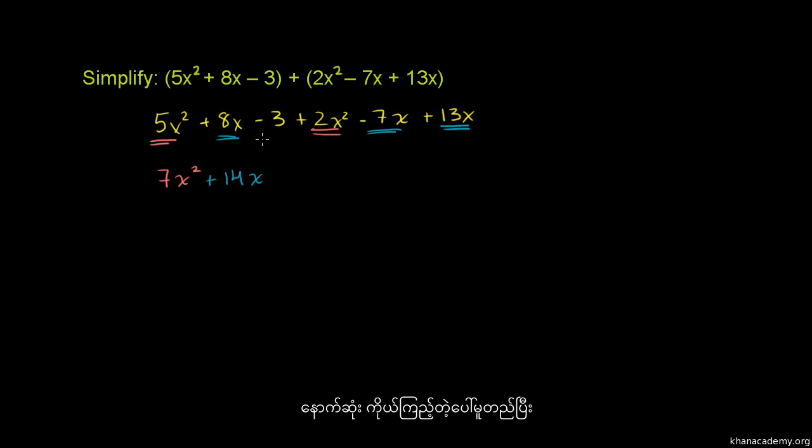And then finally, you have a negative 3 or minus 3, depending on how you want to view it. And that's the only constant term. You can imagine you could say it's times x to the 0, but it's a constant term. It's not being multiplied by x. And that's the only one there. So minus 3. And we've simplified it as far as we can go. We are done.